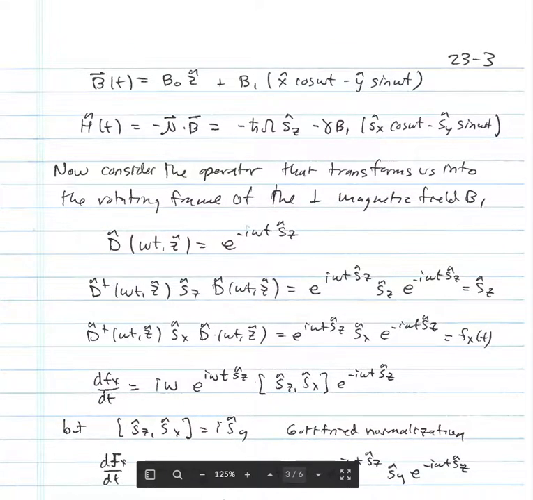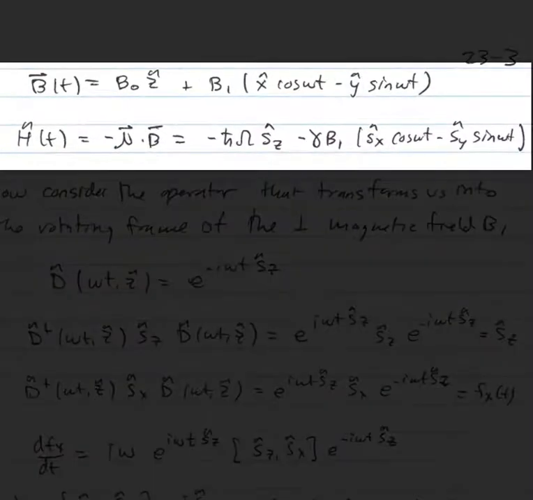So we start with the magnetic field as a function of time. It's B0 times z, that's the constant large field, plus B1 times x cosine omega t minus y sine omega t. I want to caution you, z hat, x hat, and y hat here are unit vectors. They are not operators of position. So H of t, which is minus mu dot B, simply becomes minus h bar capital Omega Sz minus gamma B1 times Sx operator times cosine omega t minus Sy operator times sine omega t.